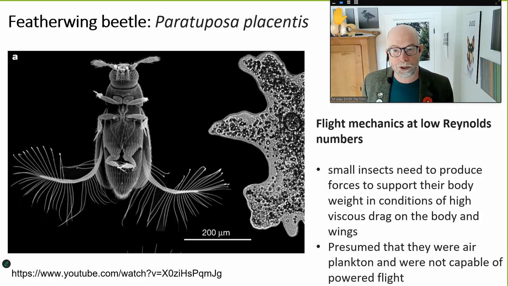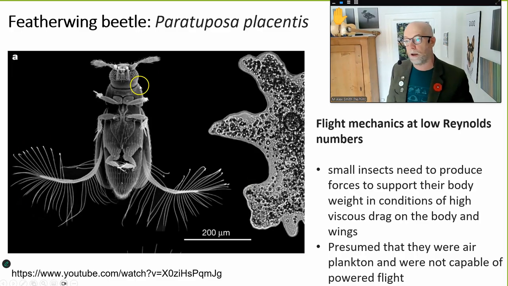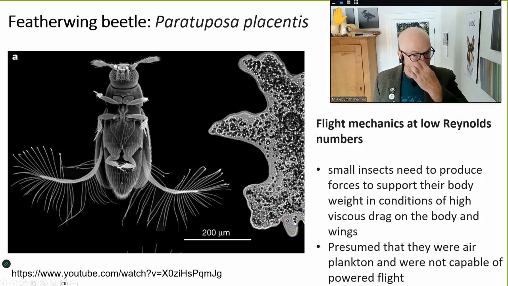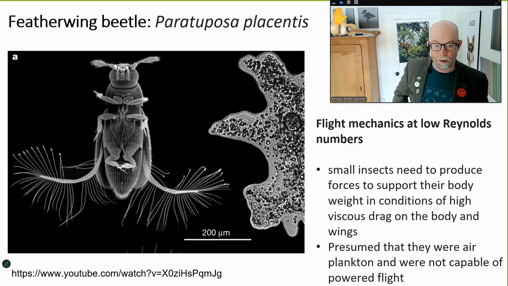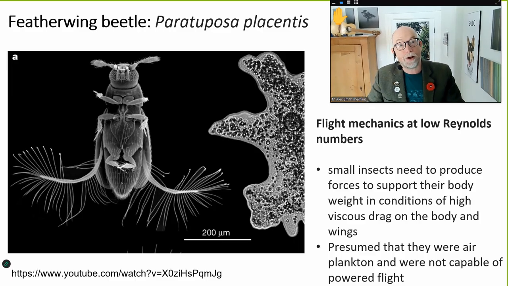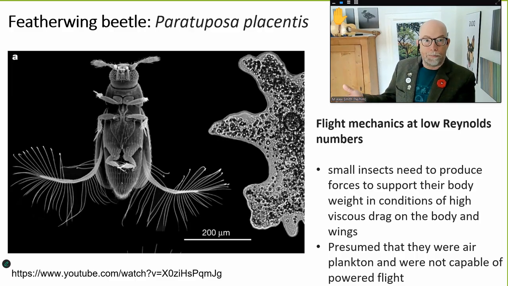So what kind of an insect is as small as an amoeboid? Well, there's a beetle, the featherwing beetle, Paratiposa placentis, which is the left-hand side, clearly, of the SEM. And then we've got the amoeboid at the other side. Now, small insects have special challenges associated with flight that have to do with the flight mechanics at low Reynolds numbers. So they're beneath that kind of critical 1 millimeter, and they need to produce forces that support their body weight in conditions of high viscous drag, a high viscosity, and historically we presumed that they were air plankton and not capable of powered flight.